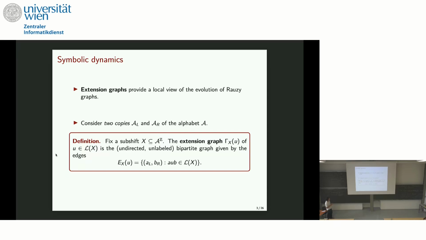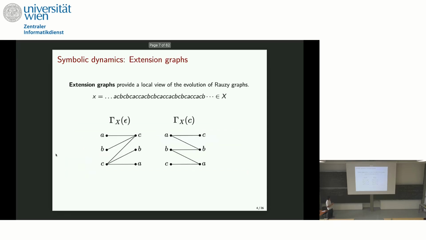So, yes, the formal definition is here, but I want to focus on an example. The first thing I should say is that we have a subshift, this is the context, and we have one extension graph for every finite word in the language. So they are no longer indexed by length. And the graph is now, this time, undirected and unlabeled.